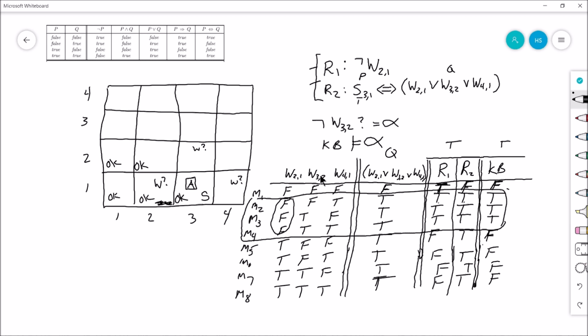Okay, so now what about squares 3, 2, and 4, 1? Well, in one particular model, 3, 2 has no wumpus. Yay, it's safe. But in the other 2 possible worlds, in the other 2 models, there is a wumpus in that square. So they're in conflict. So we can't say for certain that there is no wumpus in 3, 2. We cannot say that our knowledge base entails that there's no wumpus in 3, 2. It doesn't follow.